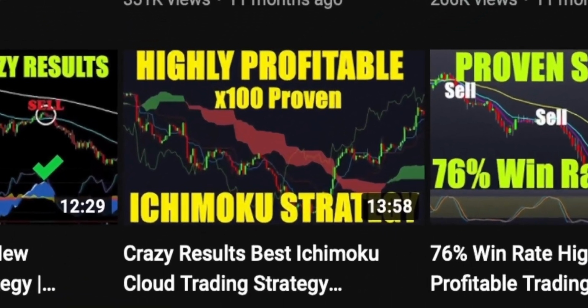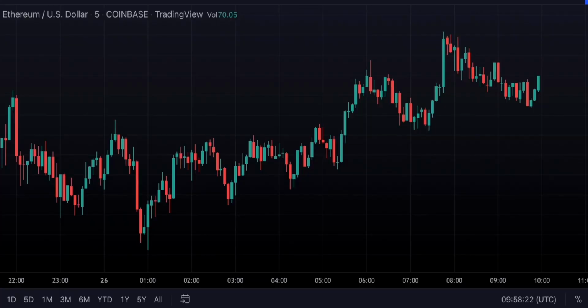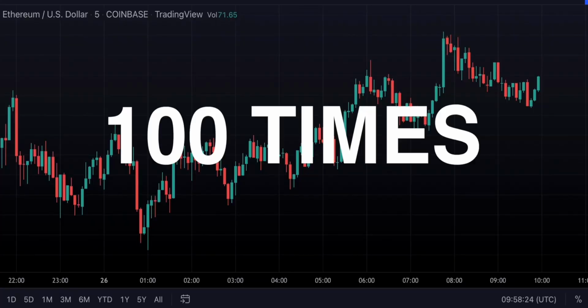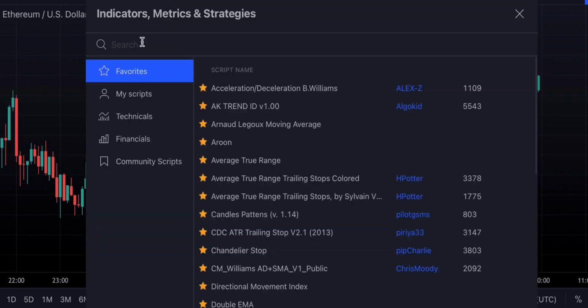Today I'm gonna backtest the best Ichimoku Cloud trading strategy created by TradePro and see if it's legit. So we're gonna backtest our strategy 100 times on Ethereum 5-minute time frame. For our strategy, we're gonna need 3 indicators. So for our first indicator, we're gonna use Ichimoku Cloud.